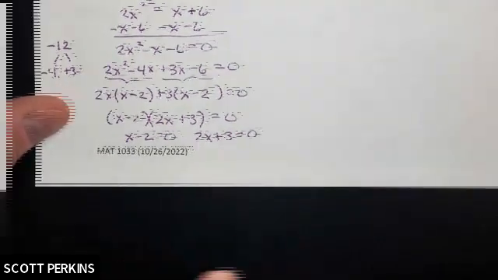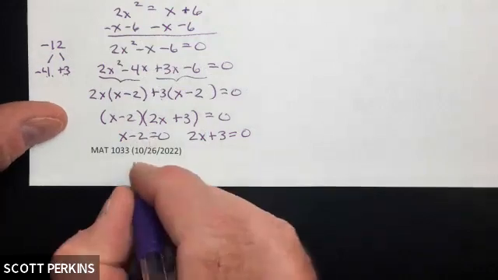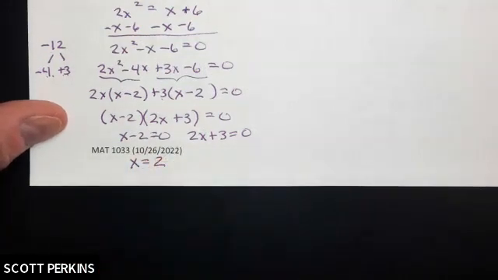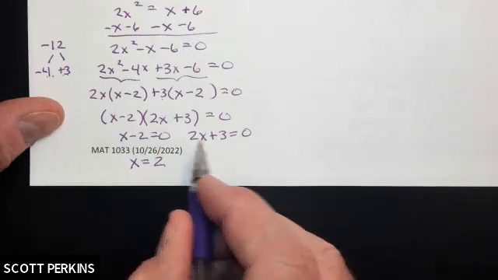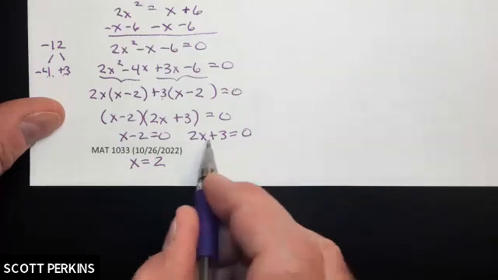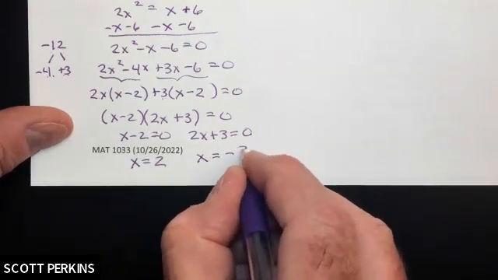I'm going to skip over my footer here. If x minus 2 equals 0, then the first possible solution is 2. And then if 2x plus 3 is 0, when I subtract the 3 and divide by 2, I get negative 3/2.